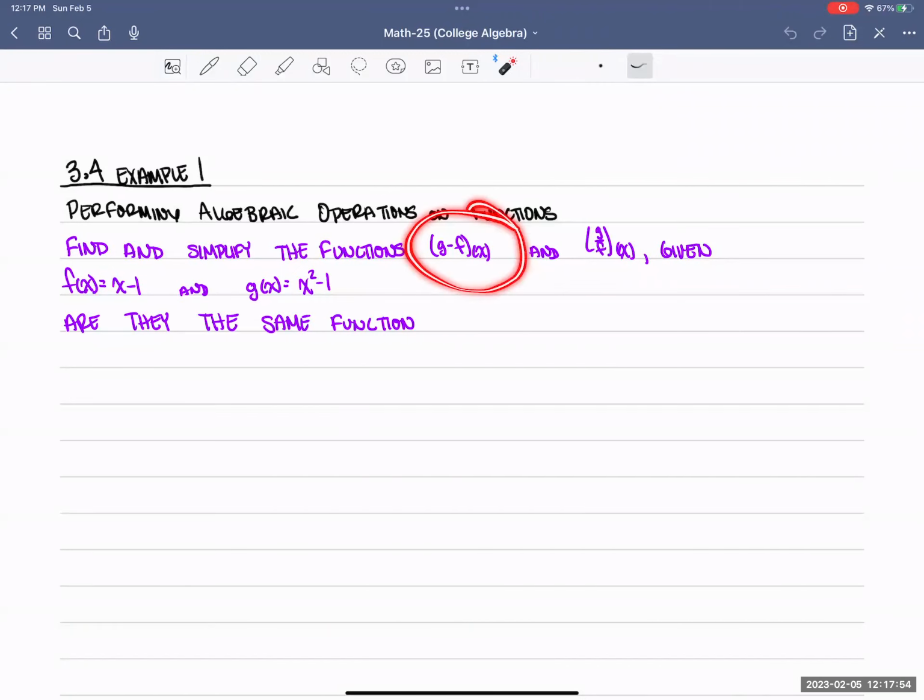Let's first find g minus f of x. So we're writing it just the way that we see it spelled. We're looking at the function g of x. Our operation is going to be minus, and f of x there to follow. So we have g of x minus f of x. So the first function, the action, and the second function.